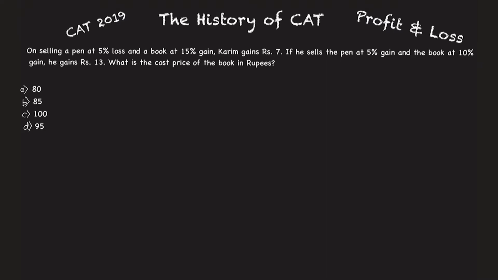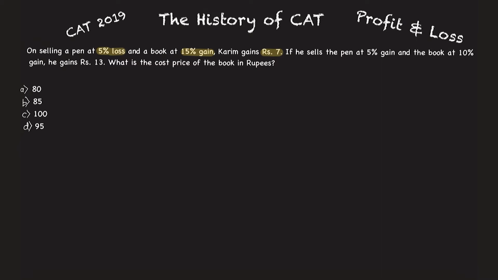On selling a pen at 5% loss and a book at 15% gain, Kareem gains 7 rupees in the entire transaction, which means minus 5% of the cost price of the pen plus 15% of the cost price of the book is equal to 7. So percentage and then value is given.